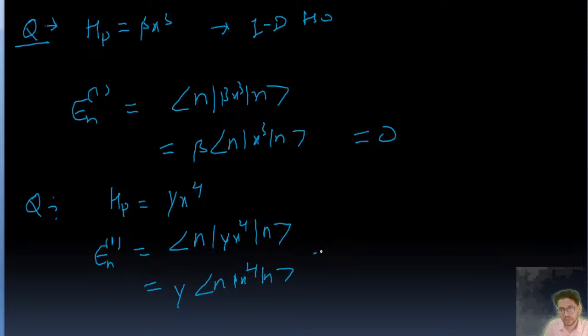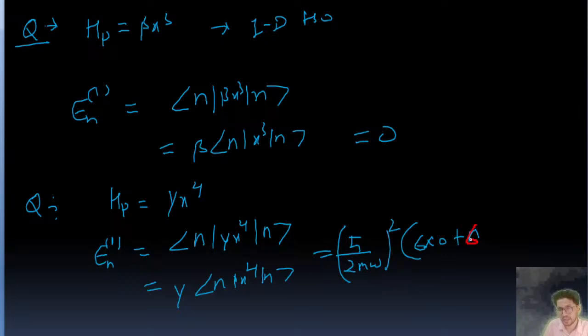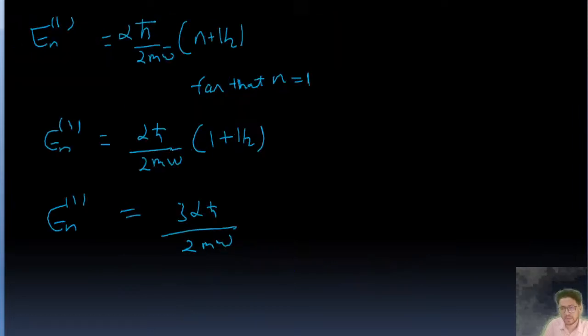So this is going to be h cut upon 2m omega whole square, times 6n square plus 6n plus 3. For the ground state, n is 0, so 6n square plus 6n is 6 into 0, right? And plus 3 is there, so 3.